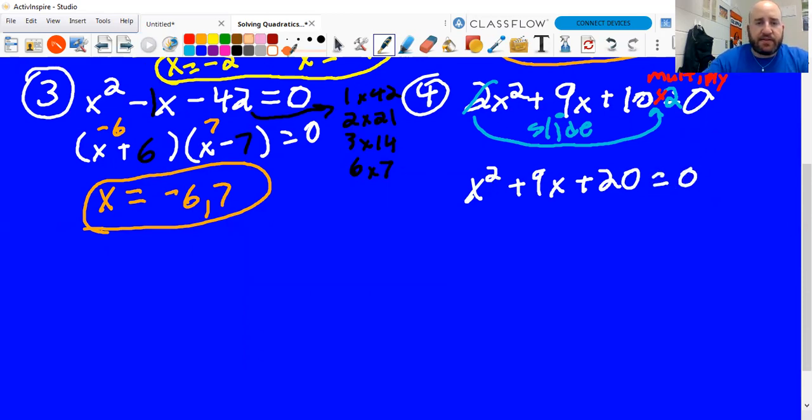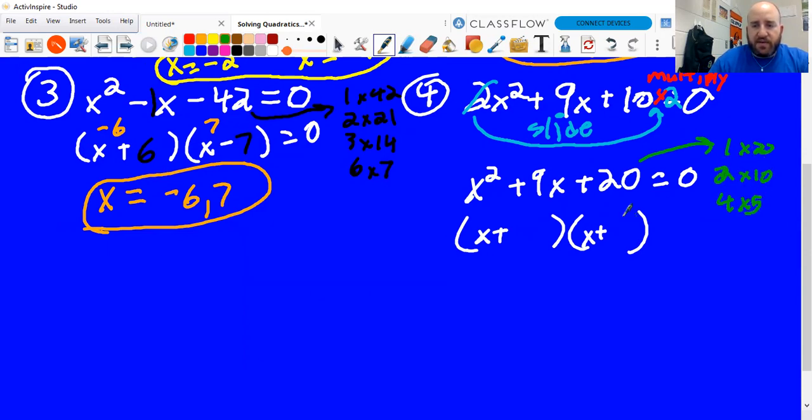So now I can factor this. This is plus plus, so my factors are going to be plus plus. What can I multiply to get 20 that adds up to give me 9? Again, do your factor pairs if you need to. If you know off the top of your head, that's fine. That's going to be 4 and 5. So this is the factor step. I kind of forgot to write factor, so I'll write it up here in green, factor.